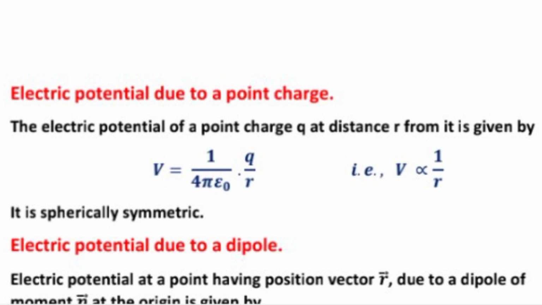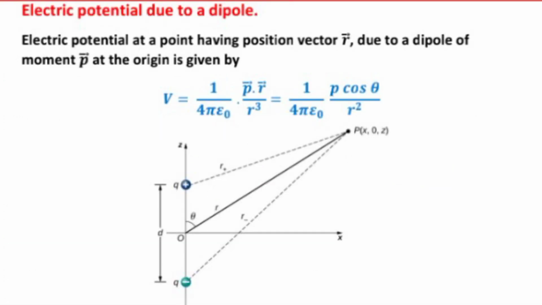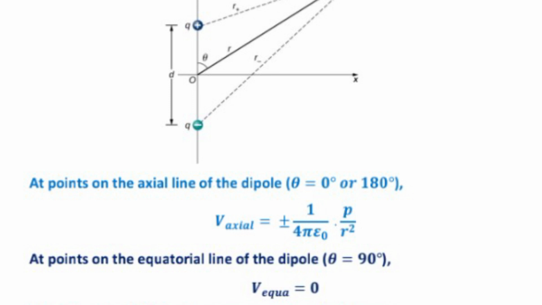Electric potential due to a dipole. Electric potential at a point having position vector r due to a dipole moment p at the origin is given by V = 1/(4πε0) p cos θ / r². At points on the axial line of the dipole, θ = 0 or 180 degrees, V axial = ±1/(4πε0) p/r².